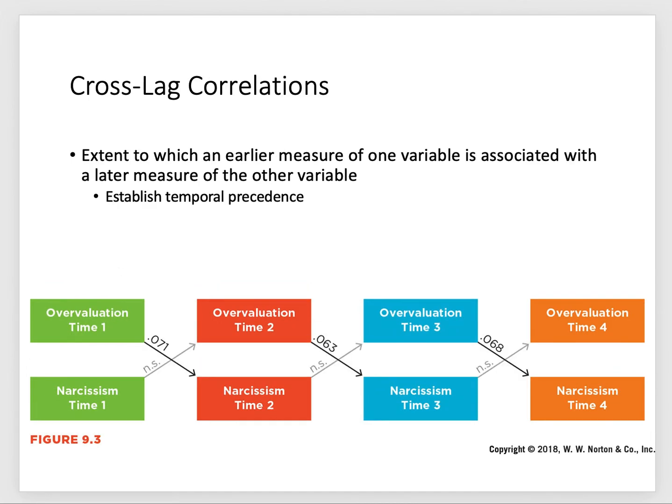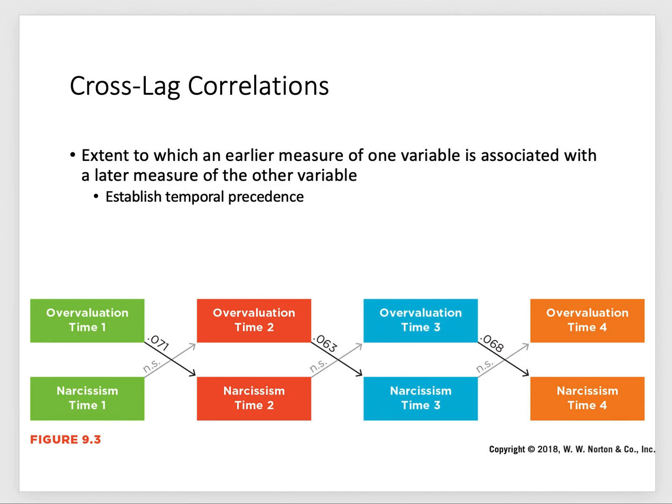We can also look at cross-lag correlations, where we are trying to understand the associations between these two different variables relative to one another and how they influence each other over time. Okay, so I'm actually doing a study using a cross-lagged analysis right now.